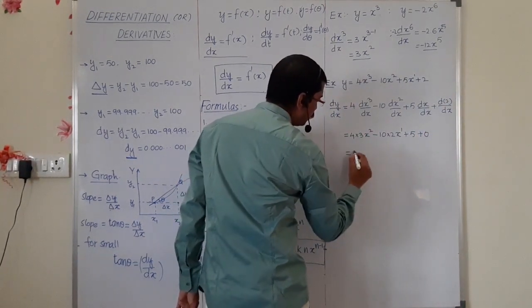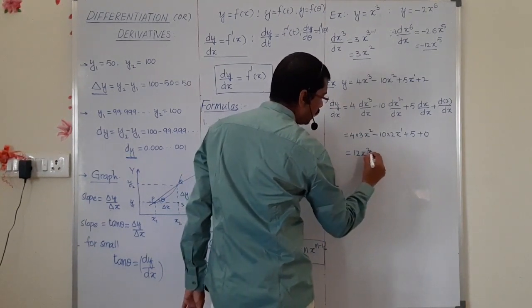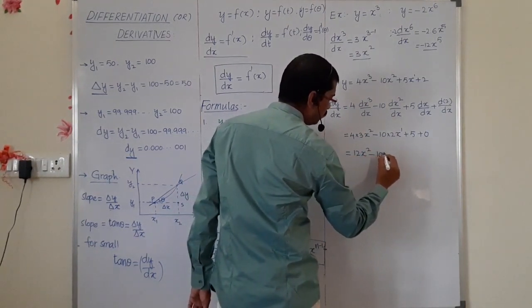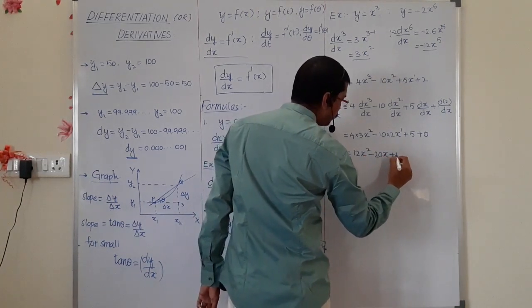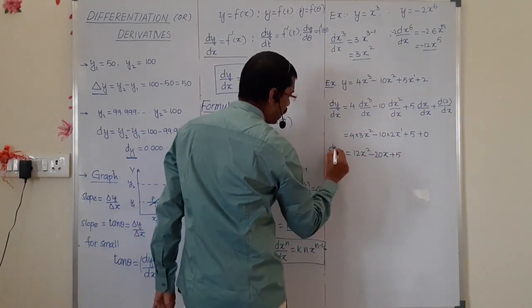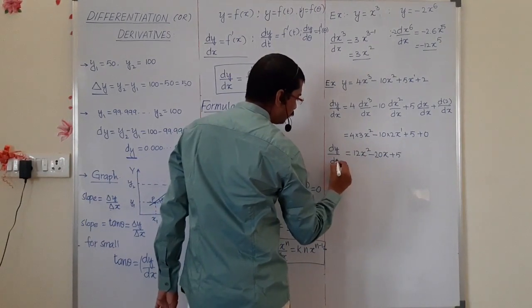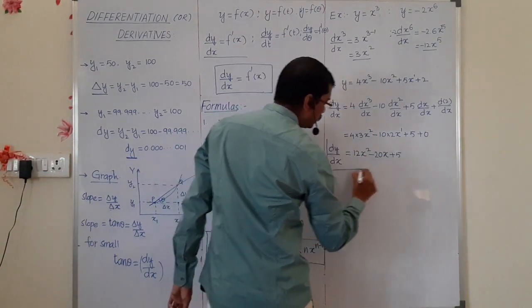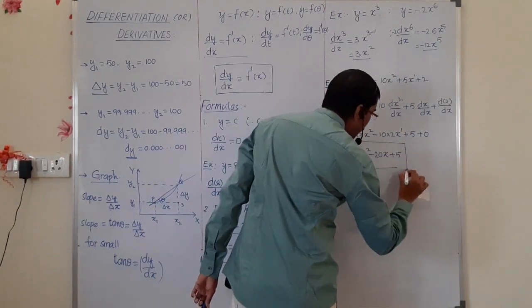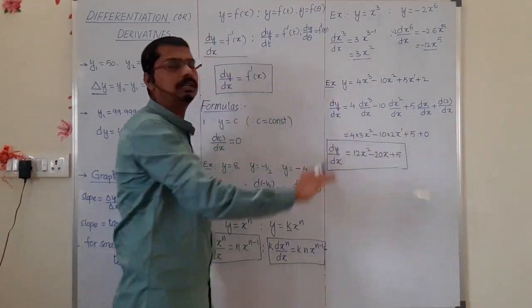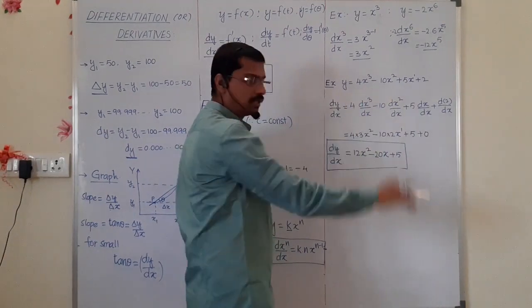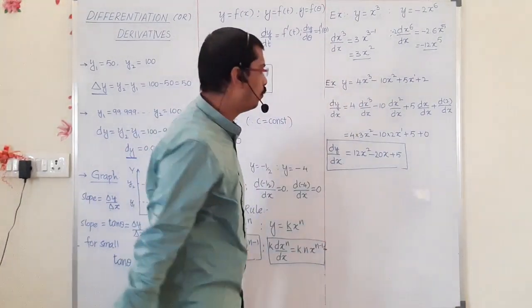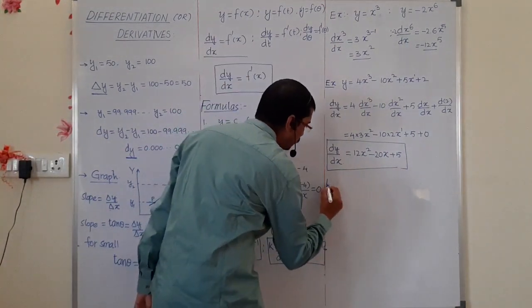Now we can write here 12x square minus 20x plus 5. This is the value for the derivative of y. This is the basic, by doing the calculus. We are using the pen. Without using the pen, we have to use the brain. How can we solve? Now I will give you one example.